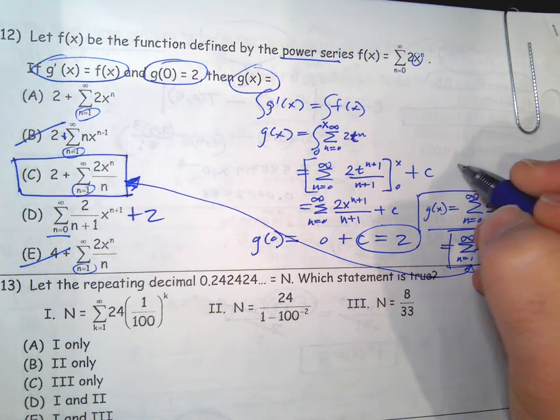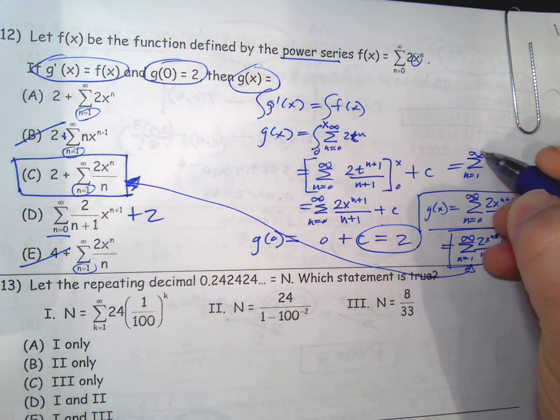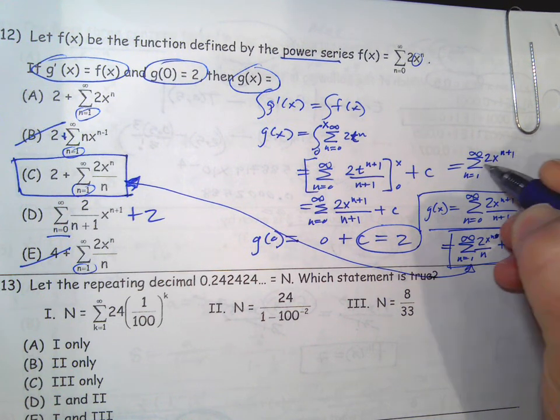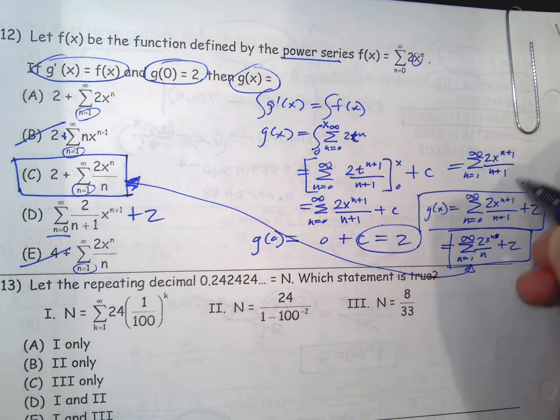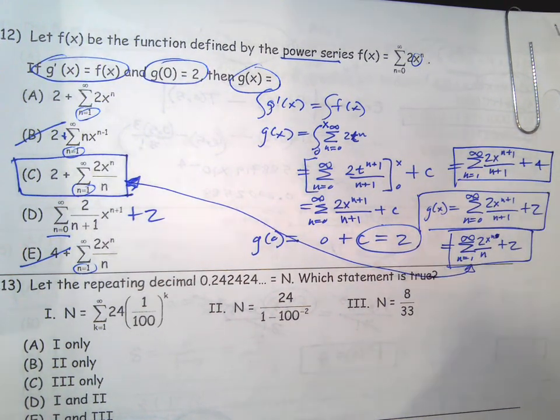Another option, though, is if we did it to n equals 1 and we kept it 2x to the n plus 1, then we're missing that first term. Plug 0 in is 2, and then this is another possible answer. So most of the answers there are like really close. Okay.